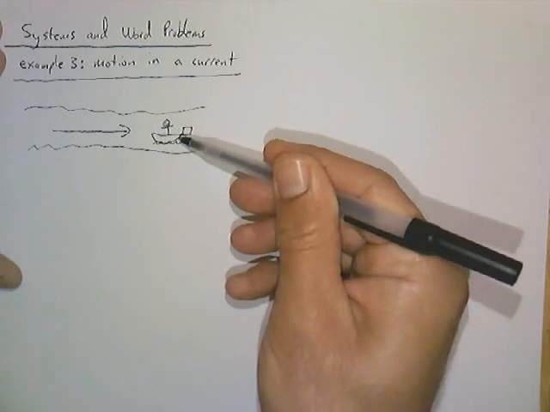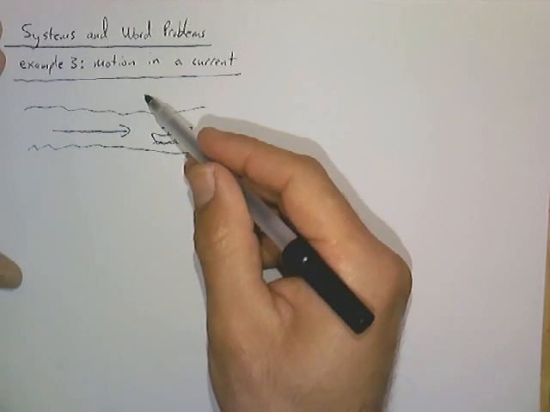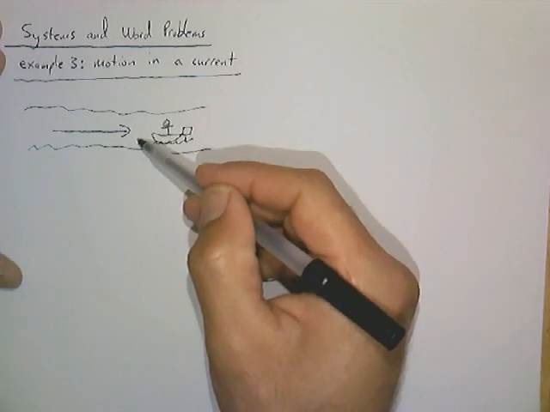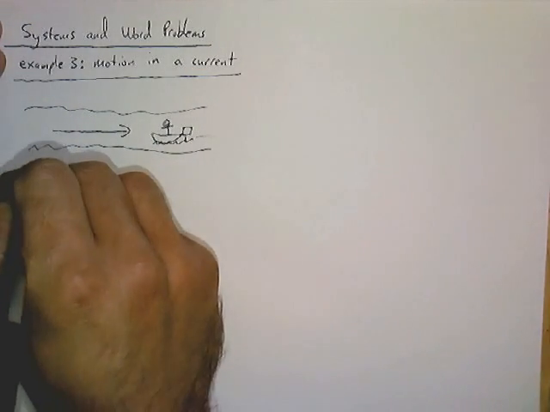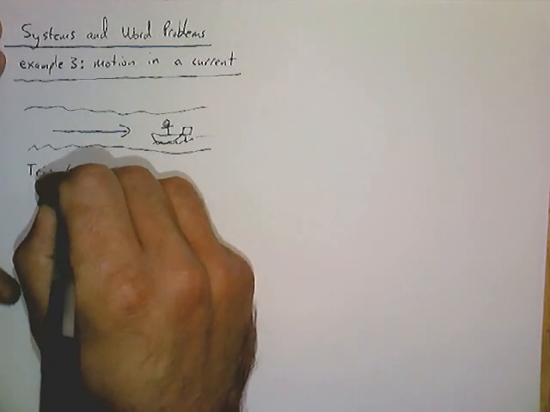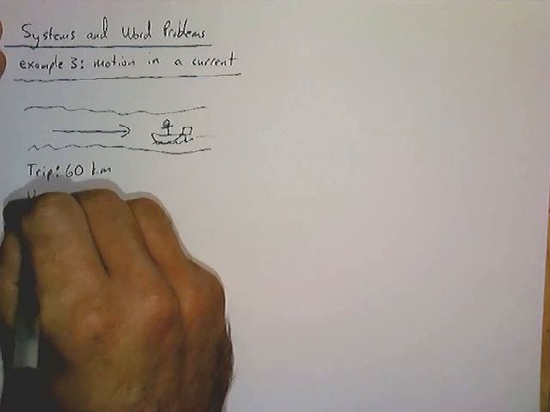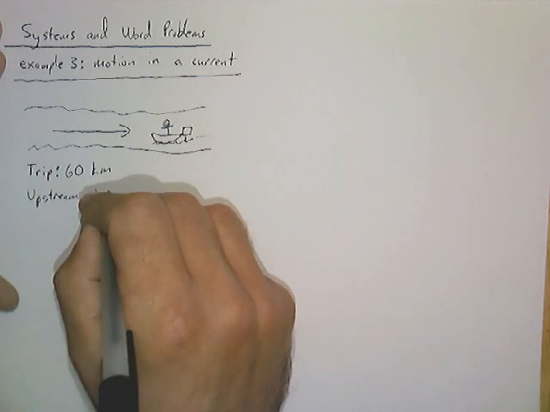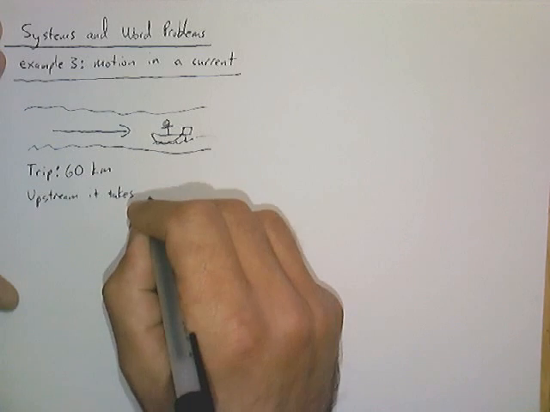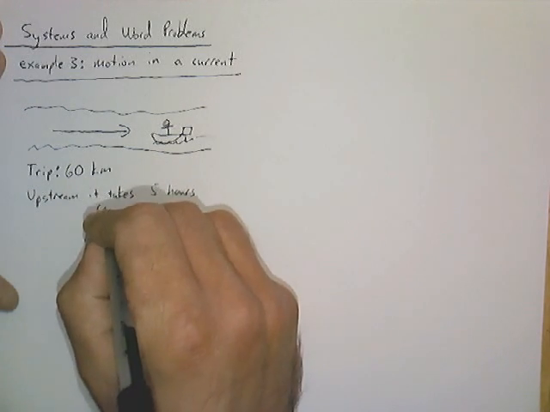Okay. Anyway, so going against the current, obviously, he's going to be going slower relative to the shore than if he was going downstream with the current. So suppose we have a trip that is 60 kilometers long. And going upstream, that trip takes, let's go with 5 hours. Upstream meaning against the current.